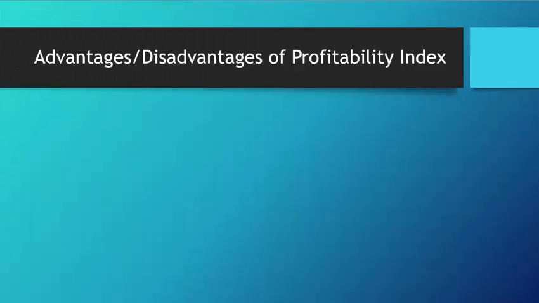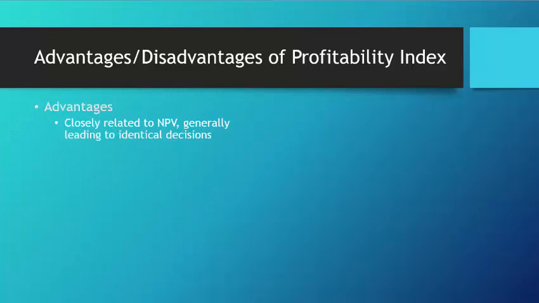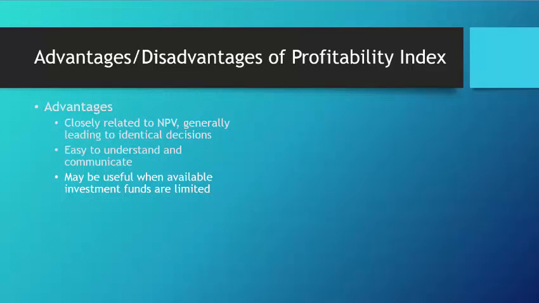What are the advantages or the disadvantages of profitability index? Well, the advantages are it's closely related to NPV, generally leading to identical decisions, because in this instance, as long as it's greater than 1, we would adopt. It's easy to understand and communicate. It may be useful when available investment funds are limited, so I can see which one actually improves my value given the initial investment. That's the key here.